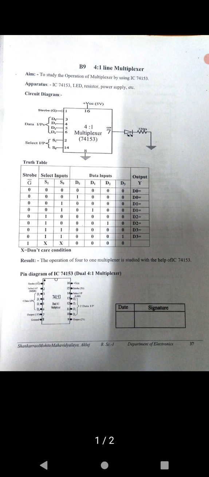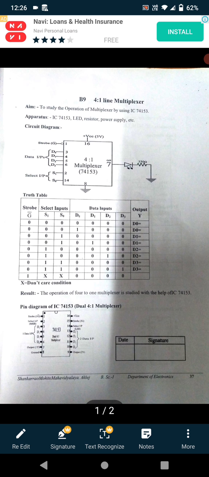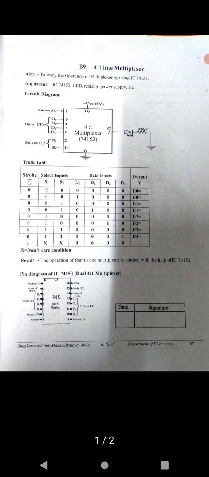Then LEDs, light emitting diodes, are used. These LEDs indicate the logical high and low, that is, logical 1 and 0. Then different values of resistors are used. Then a power supply is required; for these ICs it is a +5 volt power supply. Then see the circuit diagram of this experiment.